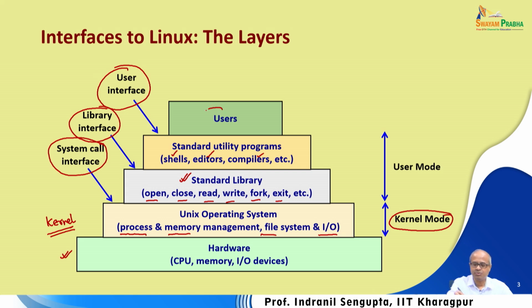And all user programs, they typically interact through this layer. But however, if you are a sophisticated programmer, you can also directly access this layer, the standard library. Many a time we do, but most of the time we use the standard utility program, the user interface layer. Okay. So, this is basically the structure of the Linux operating system, how it generally is layered. And of course, the upper three layers, they work in the user mode, they do not include any privileged instructions. Okay. Fine.